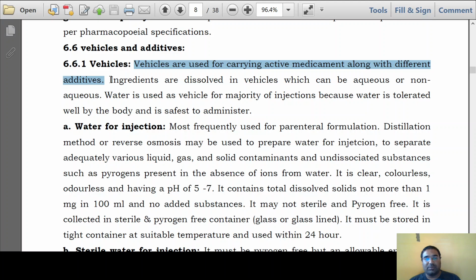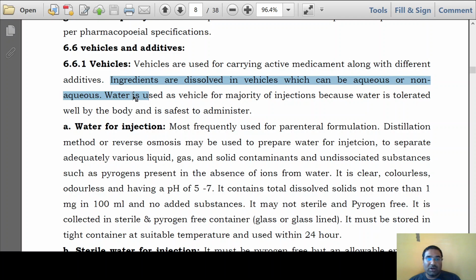As well as during the formulation process, vehicles are used to dissolve your active ingredient and excipients. Ingredients are dissolved in a vehicle which can be aqueous or non-aqueous. Water is used as a vehicle for the majority of injections because water is tolerated well by the body and is safest to administer. As you know, the majority of liquid formulations are prepared in water as a vehicle.